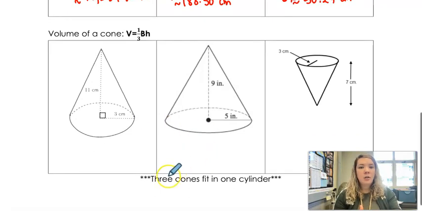So that's what that says here. 3 cones fit in 1 cylinder, meaning I'm going to take that same formula, but just take it times a third. Or you could divide it by 3. But we're going to take it times a third because, again, this is the formula you're going to see on that formula sheet.